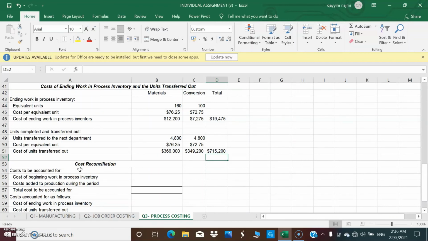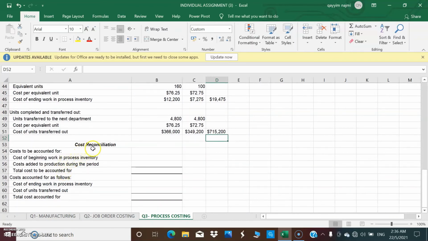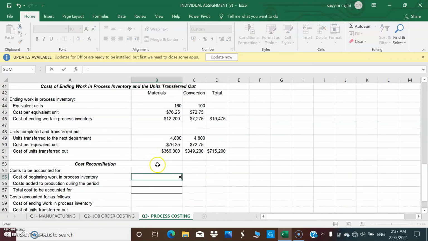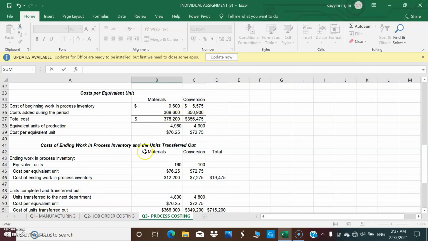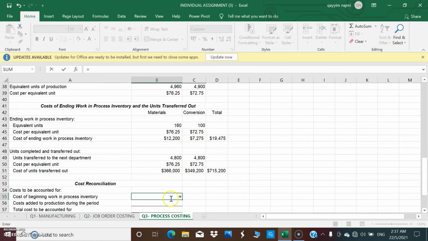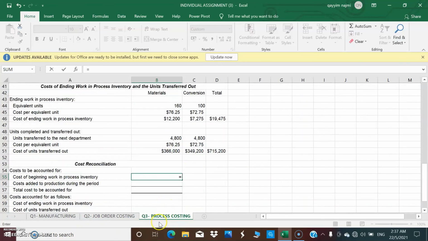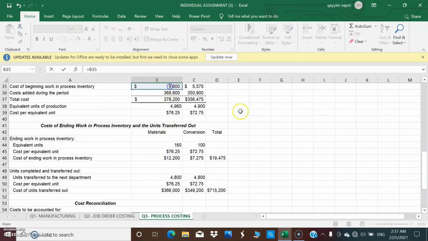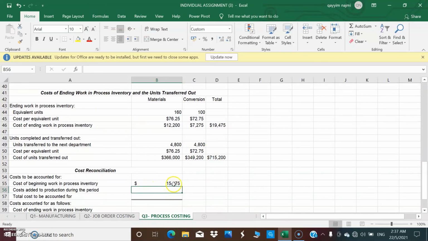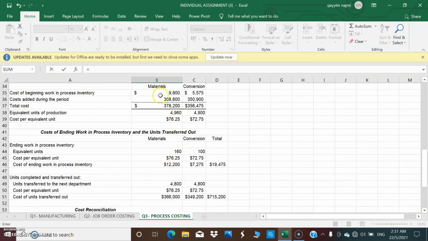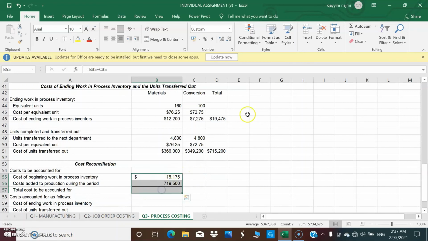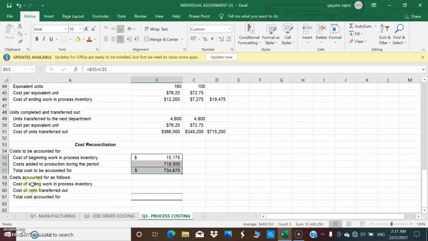Okay, lastly, the cost reconciliation. The costs to be accounted for are the cost of beginning work in process inventory, which totals 96,900 plus 5,575, giving 102,475. The cost added is the same, material plus conversion. So the total cost to be accounted for is 735,675.